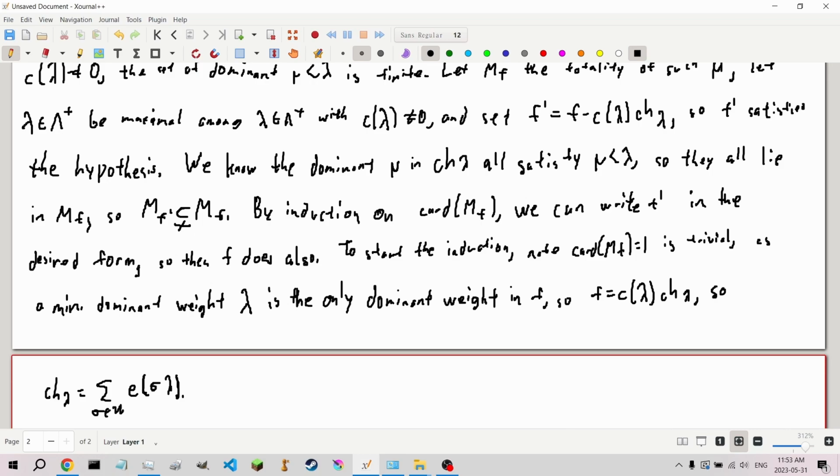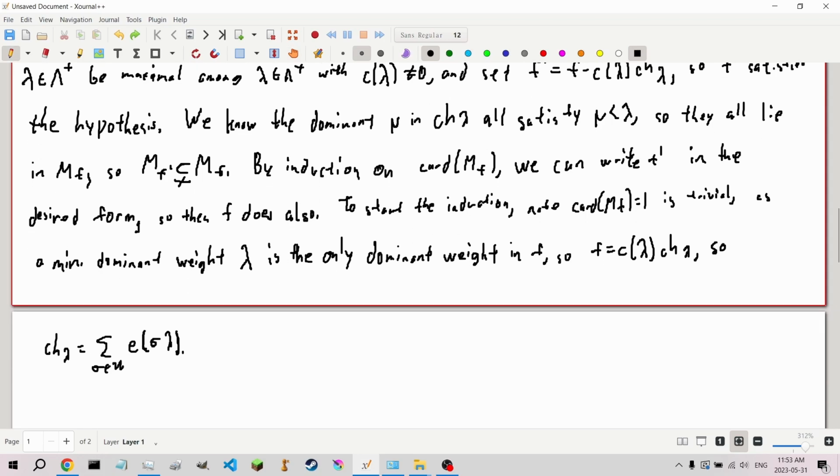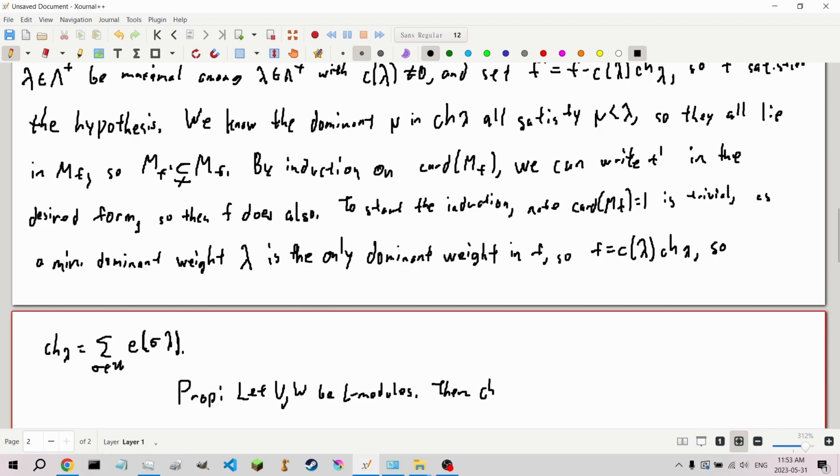With our next topic, we aim to look at what you get from being able to do this here. In a proposition, let V and W be finite dimensional L modules. Then the character of V tensor W is the formal character of V times the formal character of W.